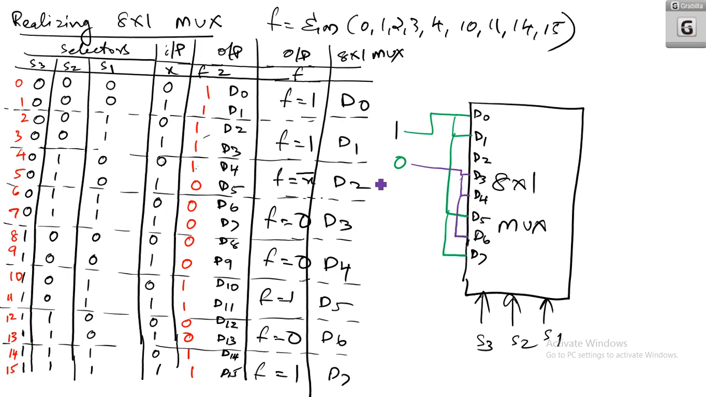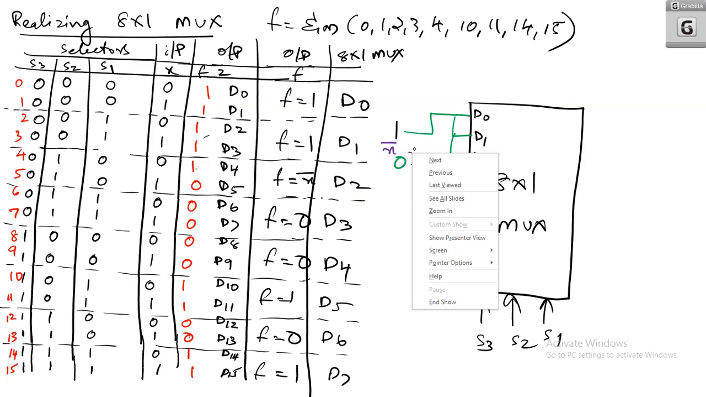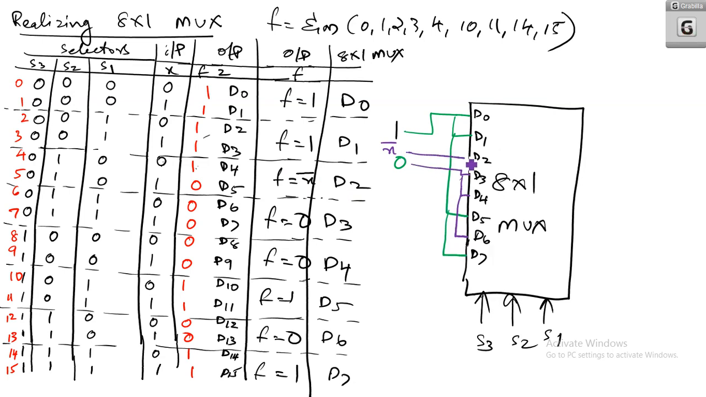Now what is D2? D2 is basically H bar. So you give H bar as input to D2. That is it. Okay. That means when H is equal to 0, you will get the output as 1. And when H is equal to 1, you will get the output as 0. Okay. And here you can get the output as Z or F. So this is how to realize the same function using 8x1 mux.